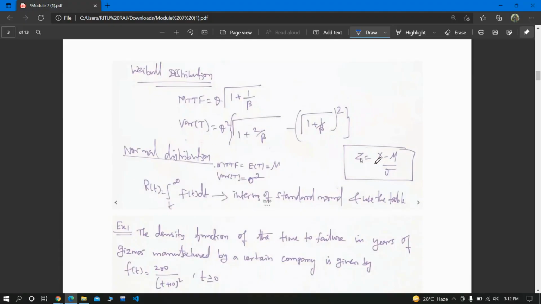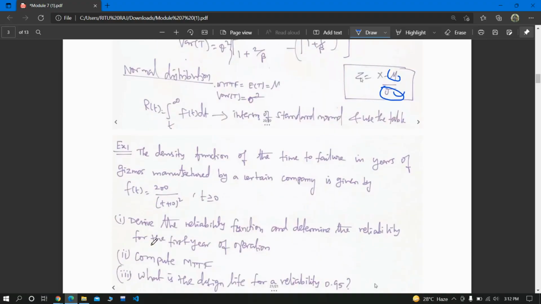Now in the Weibull distribution, we know that the mean is this and the variance is this. Z is equal to x minus mu, that is the mean, divided by the standard deviation, not variance. So reliability is equal to the integral from t to infinity of f of t dt. We have read this. This is the standard normal form.